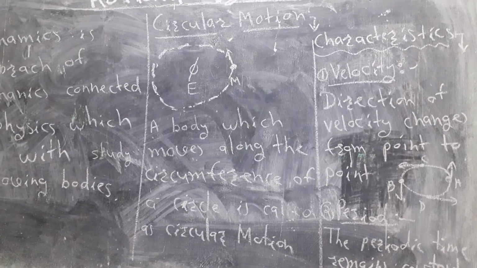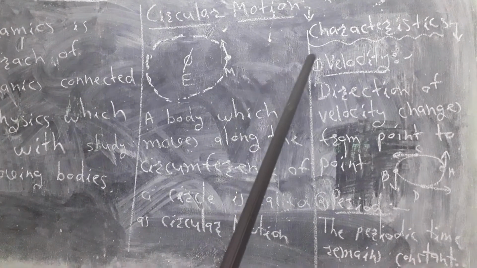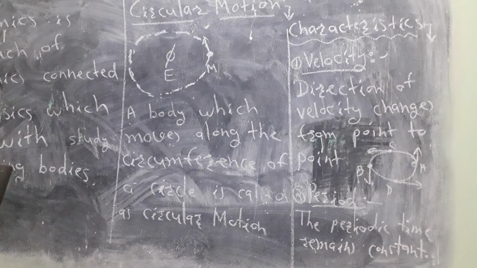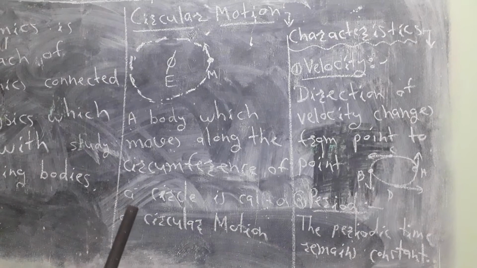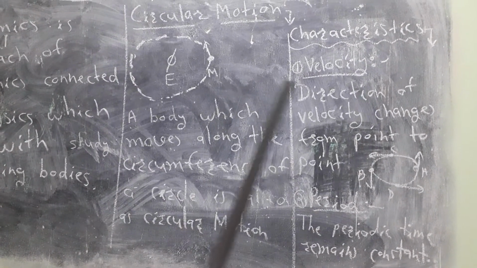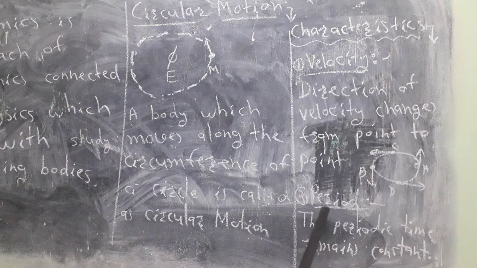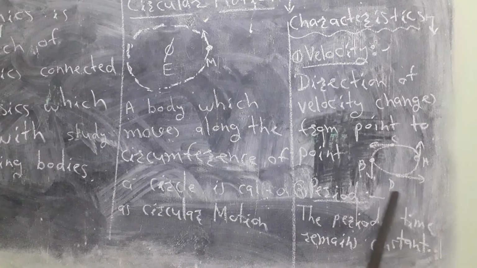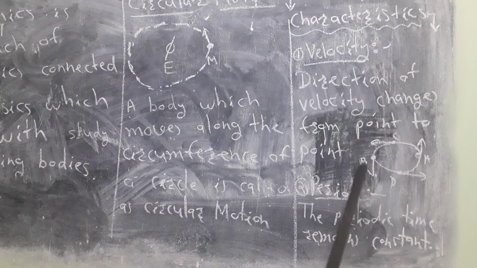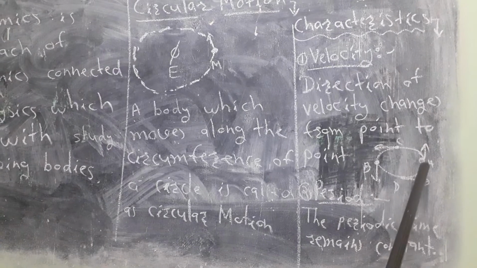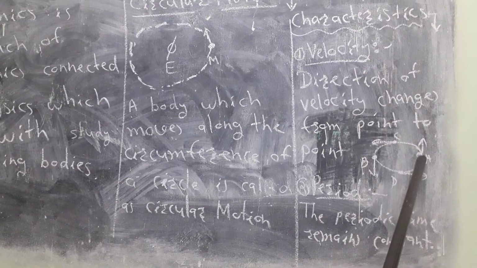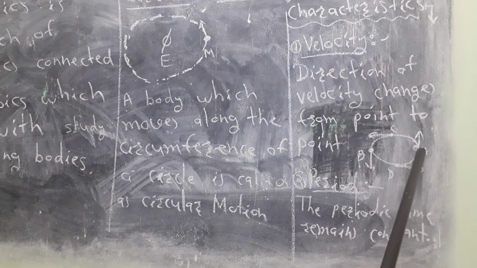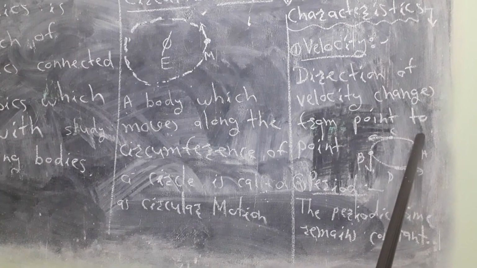Let us see the next point of this chapter, the characteristics of circular motion. There are two main characteristics or properties of circular motion, namely number 1 velocity and number 2 period. Suppose the body is revolving in a circular motion, that means moving along the circumference of a circle. At this typical point, the body is moving in an upward direction. So we can say that the direction of this velocity is tangential to the circle, that means upward direction.